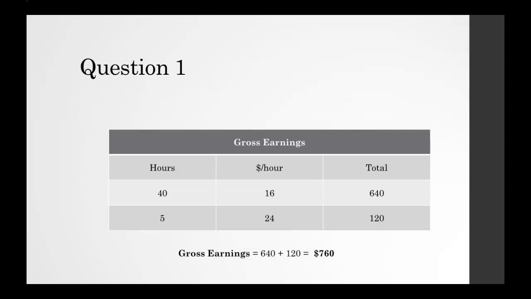So our gross earnings, we're going to add those two together. Because from the first 40 hours of work, she made $640, and then from the next 5, she made $120. So during that week, she made $760.